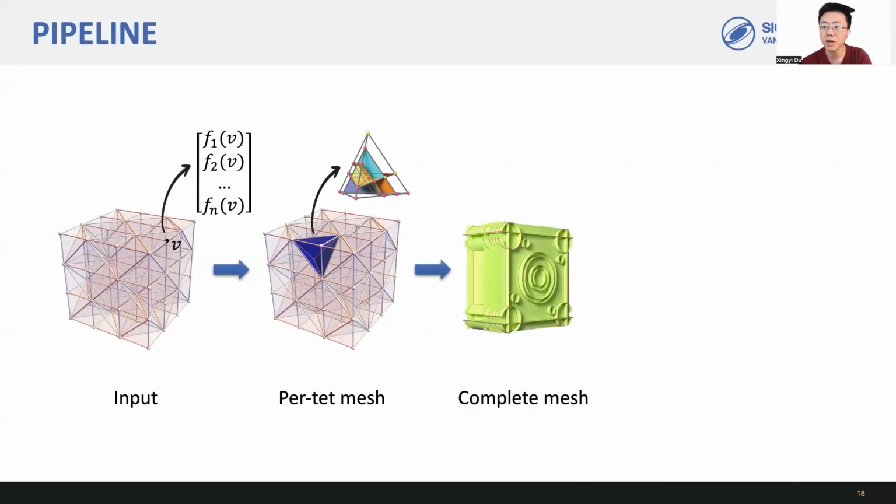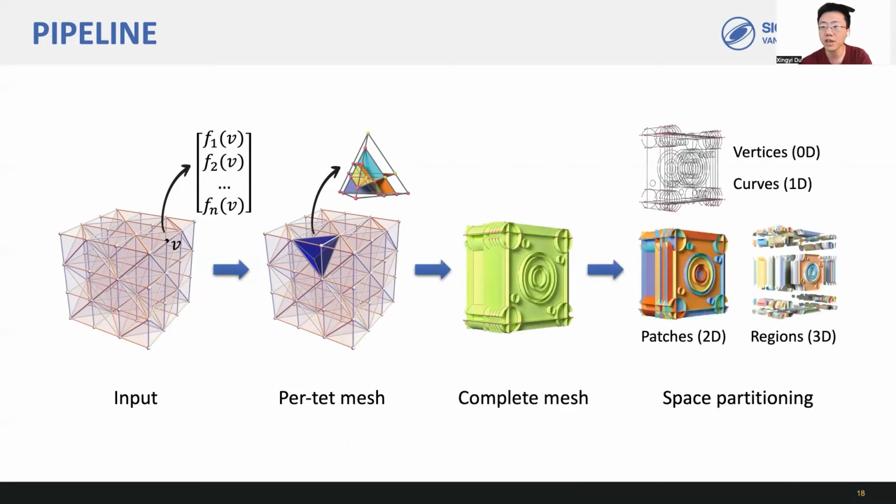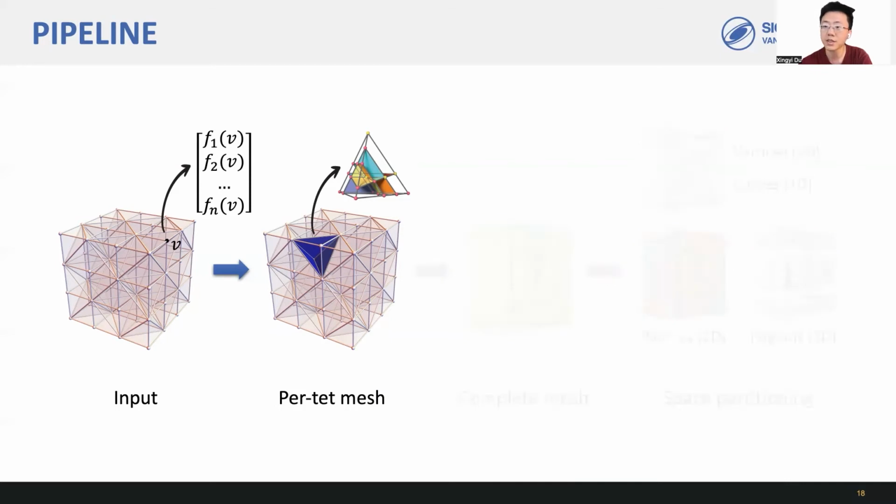These per-tetrahedron meshes are then connected to form a complete surface mesh, and finally we compute the partition of the space consisting of regions, patches, curves, and vertices, as well as their adjacency. This talk will focus on the first stage of the pipeline, where our main contribution lies. This is also the only stage where the algorithm for implicit arrangement and material interfaces differ.